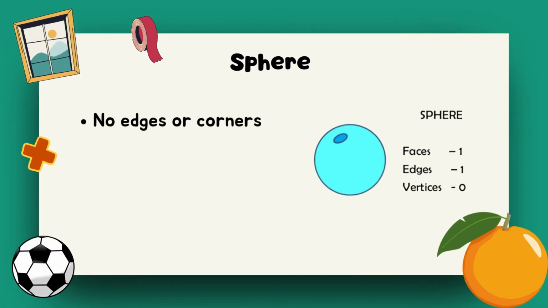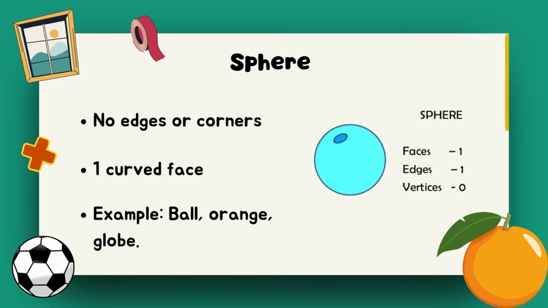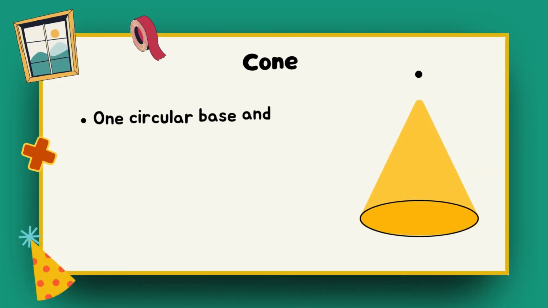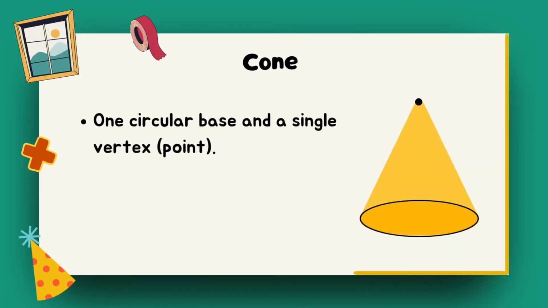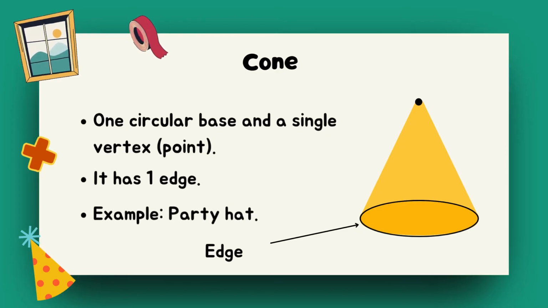A sphere has no edges or corners. It has one curved face. For example, ball, orange, and globe. A cone has one circular base and a single vertex. It has one edge. A party hat is cone-shaped.